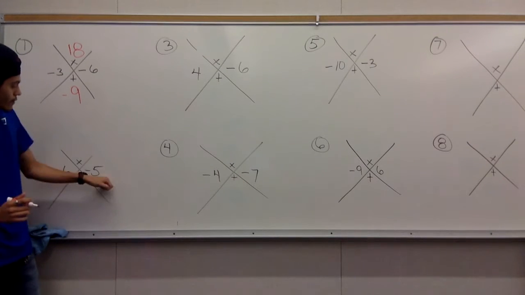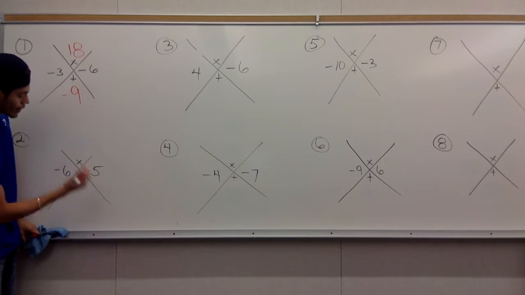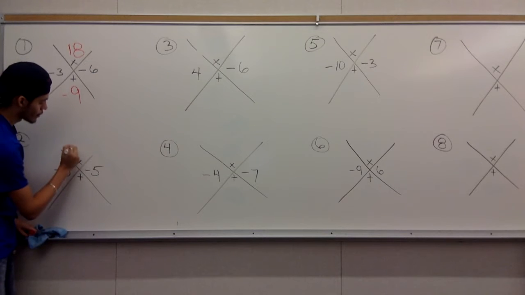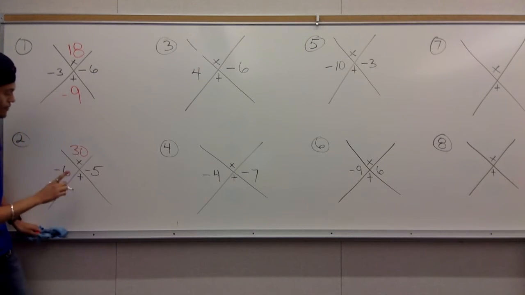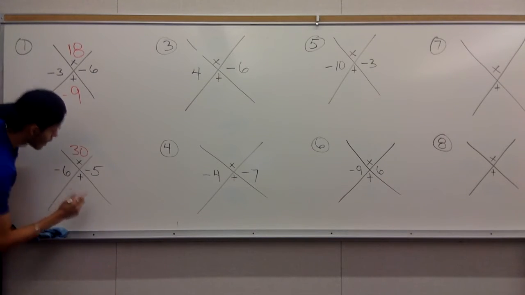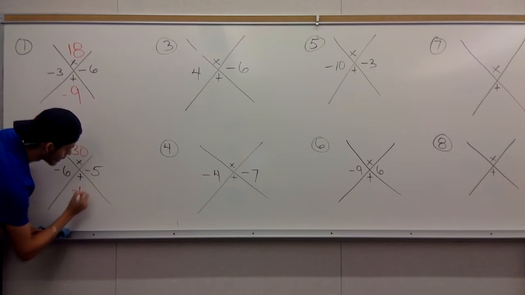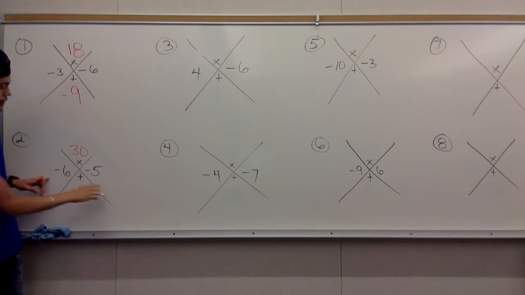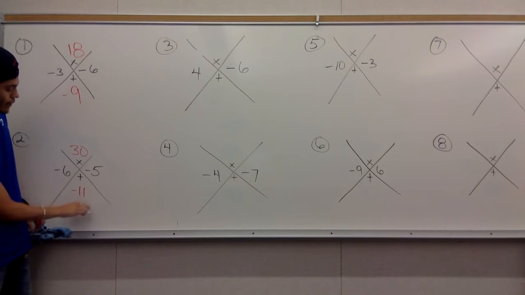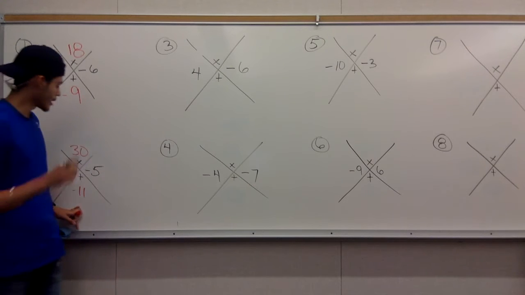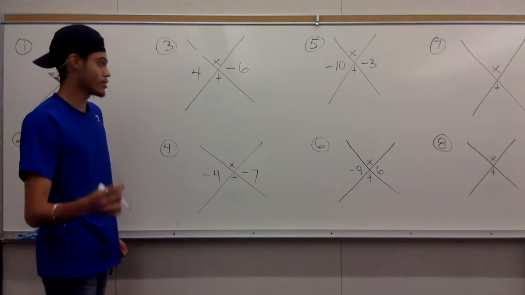All right, so for number 2, we have -6 and -5. Now, we have 2 negatives. If you multiply them together, you get a positive, you get the answer of 30. Adding them together would give you the answer of not 11, but -11 because you're just adding the 2 negatives together. -6 plus -5 would give you -11, not 11 because it's not the same as multiplication.